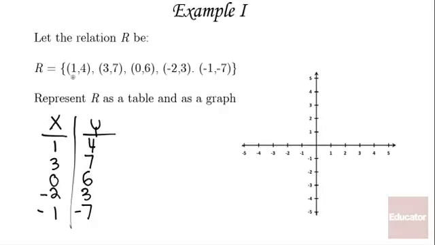In order to represent it as a graph, I go over to the coordinate plane and I just plot out these points. 1, 4, that's telling me that x is 1, and I go up to 4 for y. So that's 1, 4. The second is 3, 7. So 7 is going to be about up here. So 3, 7, 0, 6, and -2 for the x value, and then 3 for the y value.